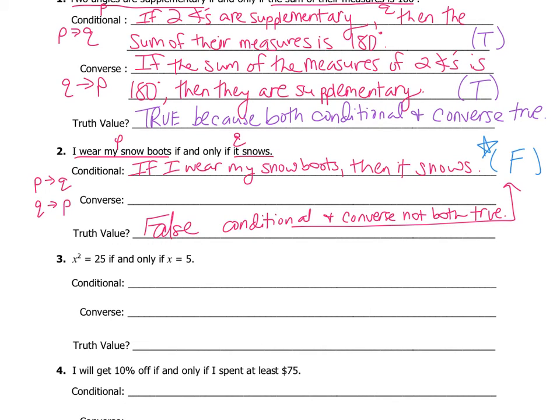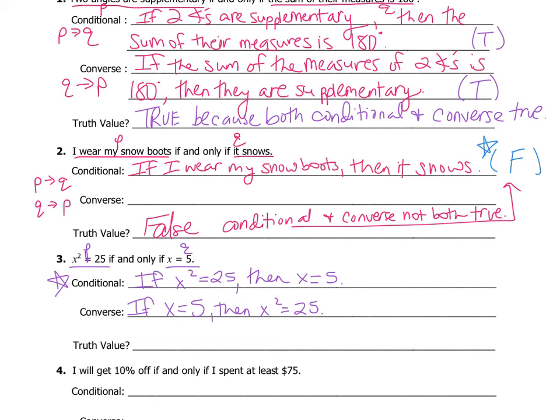On the next one, I want you to fill in what is the conditional statement. So you divide up your P and your Q. I want you to set up what your conditional statement would look like. What you should have written is if x squared equals 25, then x equals 5. For the converse, we have that if x equals 5, then x squared equals 25.